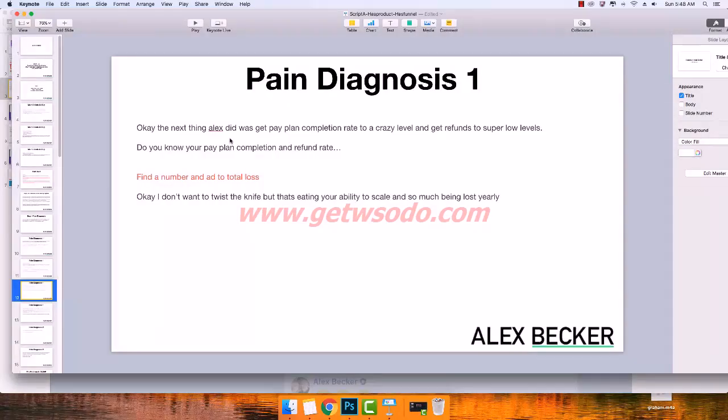And if they don't know, say, man, I can just guarantee, if you don't know your numbers, I'm not going to put numbers in your mouth, but it's probably going to be very hard to scale if you don't know these numbers and people aren't completing their payment plans. Can we just confirm right now that if we got your payment plan completions up to, let's say, 80% and your refunds down to 5%, how much more money would you make right now? How much money is that losing you?